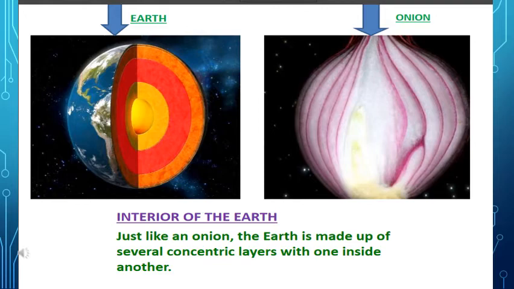Our earth is also almost like that. There are several layers, just like an onion. The earth is made up of several concentric layers, one inside another. If you try to open the onion layer by layer, what will happen? You can keep on removing it till inside. Similarly, earth also, you can see in the diagram that if you cut the earth in that way, you can see that there are several layers, one inside the other.